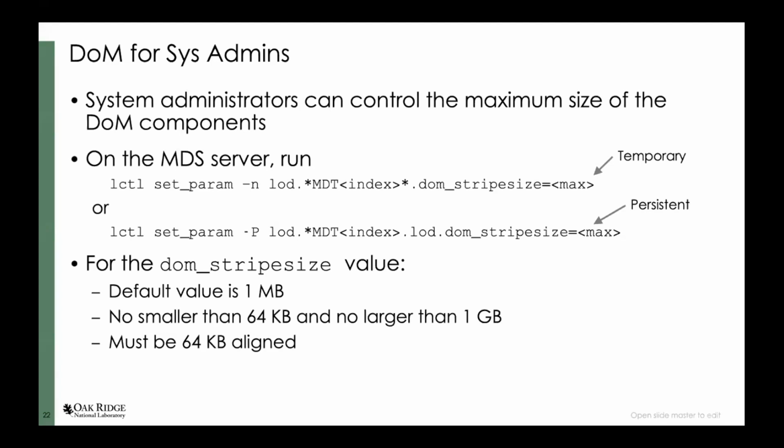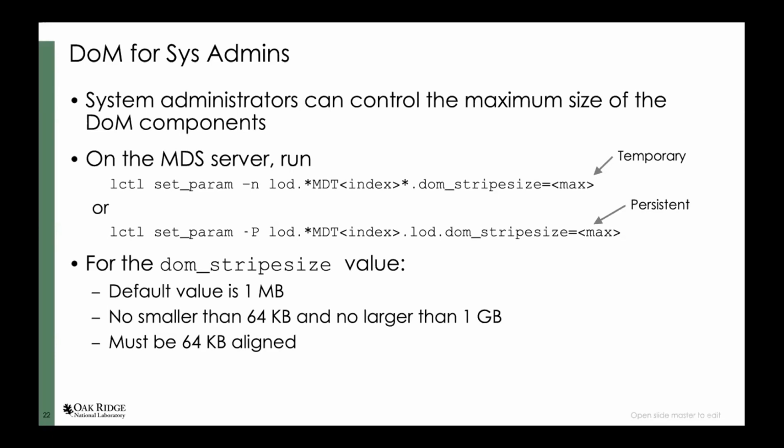The main one being that they can set the maximum size of those DOM components. So on the MDS server, if you wanted to set it temporarily, you could use the first command, lctl set_param -n, or if you want persistent, you could use the -P option. But you could set a parameter called dom_stripesize. Now this is set on a per MDT basis. So if you wanted to, you could actually set different values for different MDTs. Probably the more common scenario is just set the same DOM stripe size for all of your MDTs.